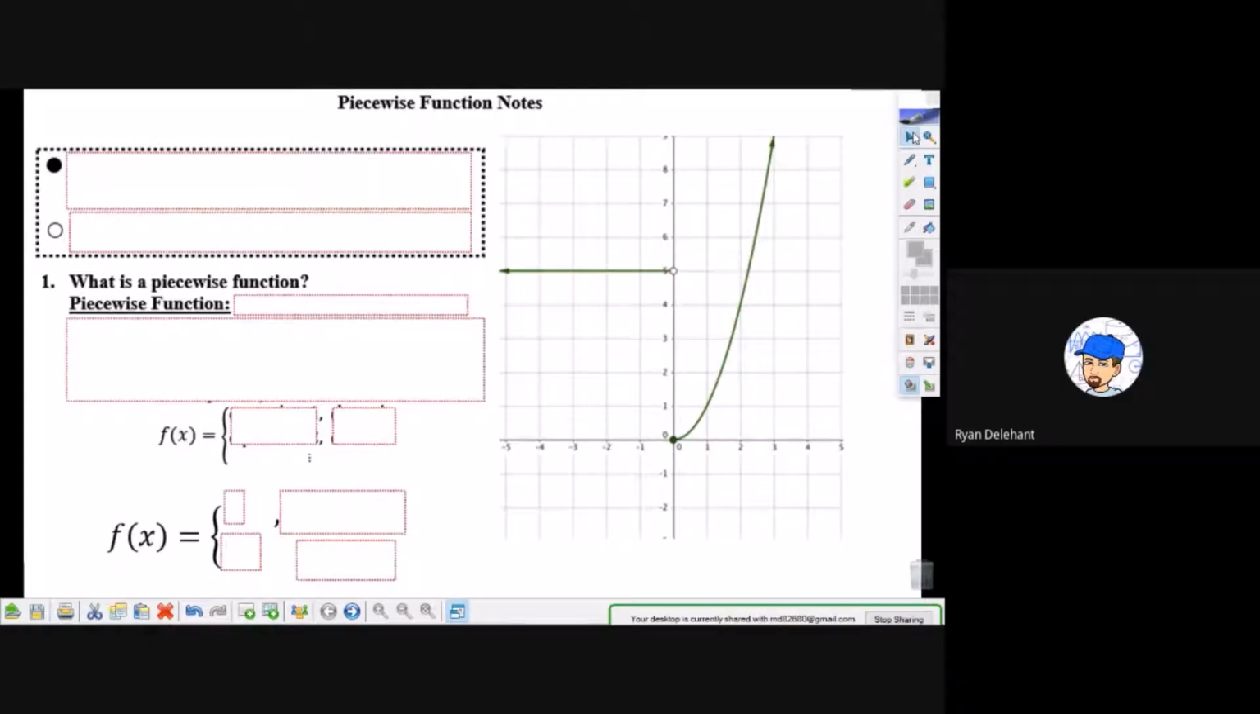About some piecewise functions, okay? So this first slide really explains kind of what a piecewise function is in general. The notes did a pretty good job, but I want to make sure we go over this and hear this out loud. Piecewise functions are these graphs that look weird, like the one on the right.